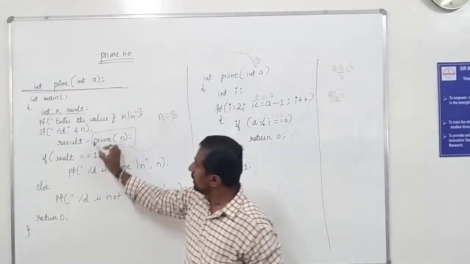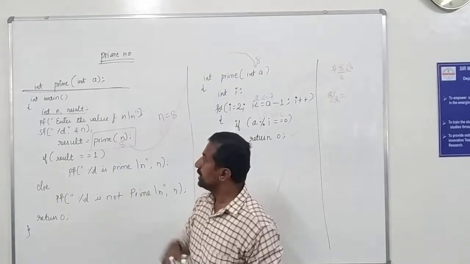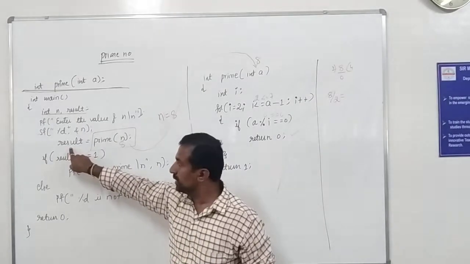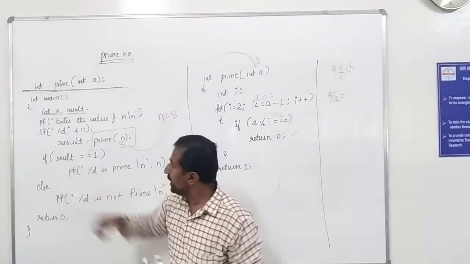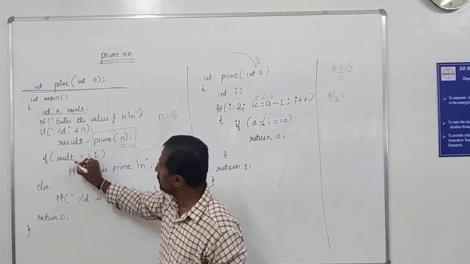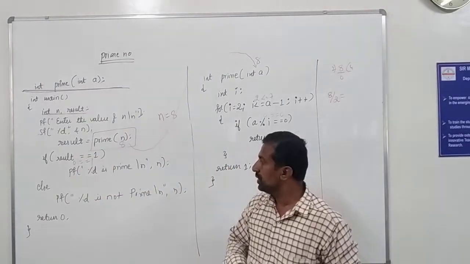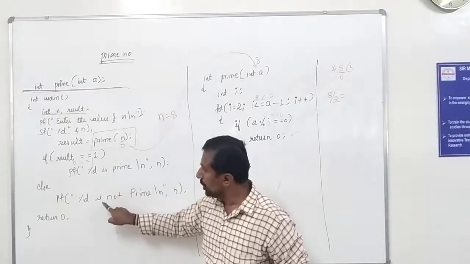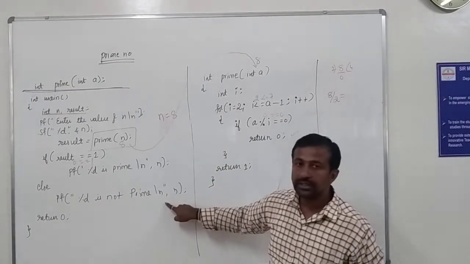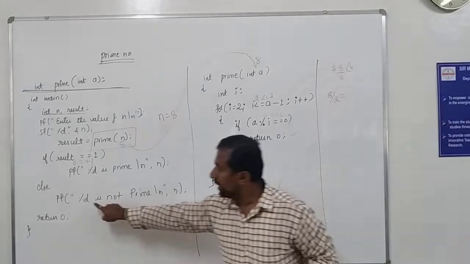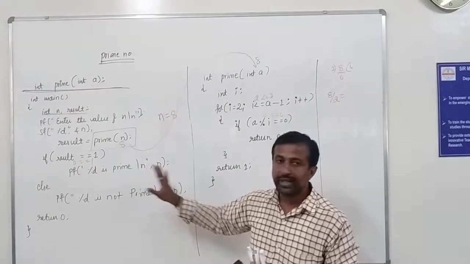So what happens? This prime function receives the value 0 now. So that 0 is assigned to whom? Result. After that, use one if condition to check whether 0, substituted here, is equal to 1. The condition is false. When this condition becomes false, you go for the else part. You can print one message that %d is not a prime. It means 8 is not a prime. Got it? So this is one case.